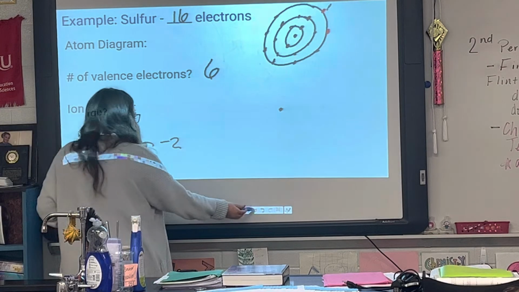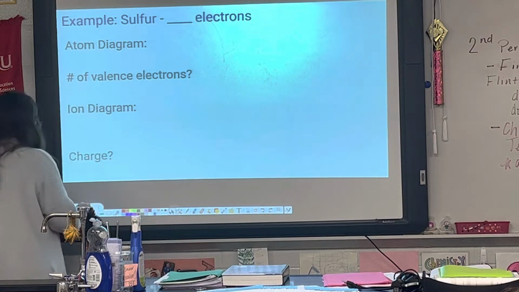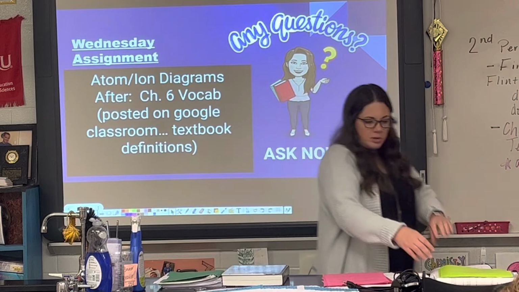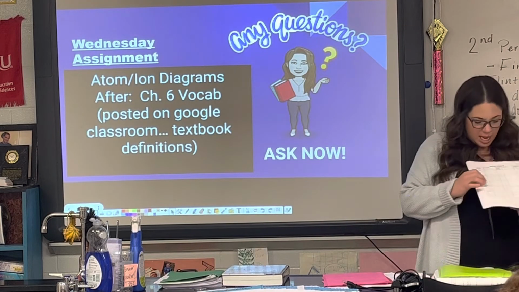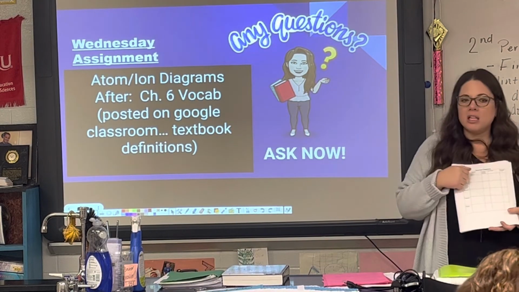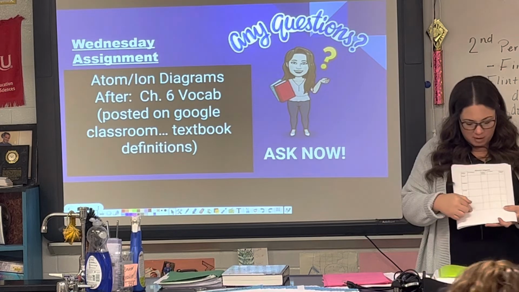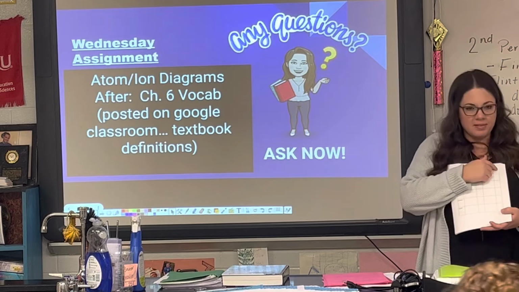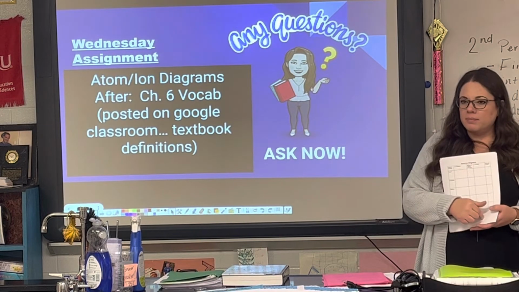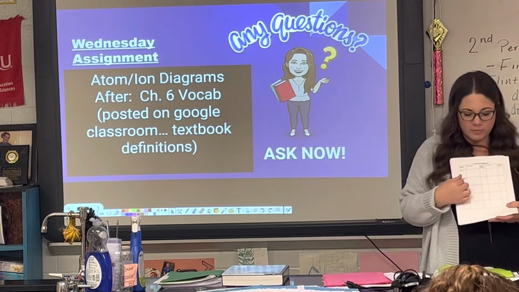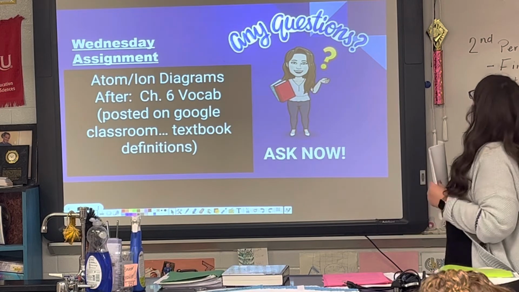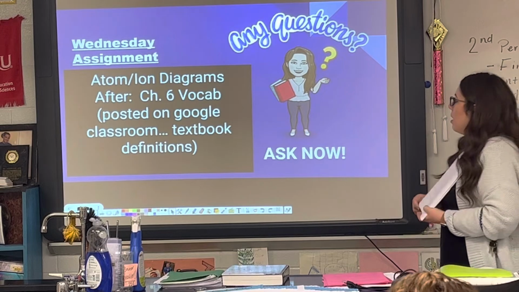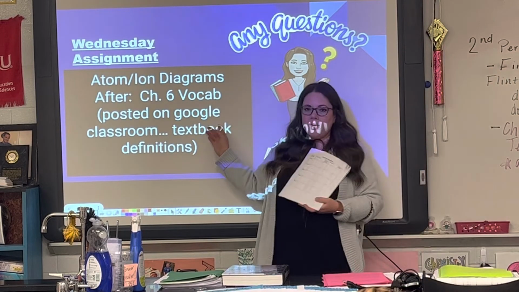All right, so here's what you're gonna do for the rest of class. Your first assignment, I've got these printouts, so when you're done, you can turn it in up to the sorter. Atom ion diagrams, exactly what I just did. You'll draw the atom diagram, you'll write how many valence electrons there are, then you'll do the ion diagram, and then you'll write the charge of the ion. Exactly what I just did on the board, okay? When you're done with that, because that should not take that long, go ahead and start the chapter 6 vocab.